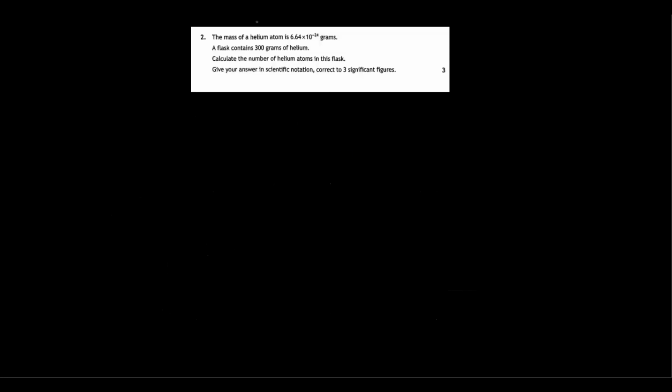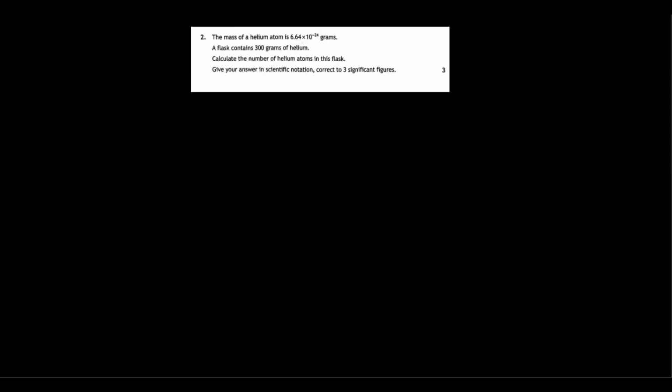Okay, question 2. The mass of a helium atom is 6.64 times 10 to the minus 24 grams. A flask contains 300 grams of helium. Calculate the number of helium atoms in this flask. And then it says give your answer to 3SF.